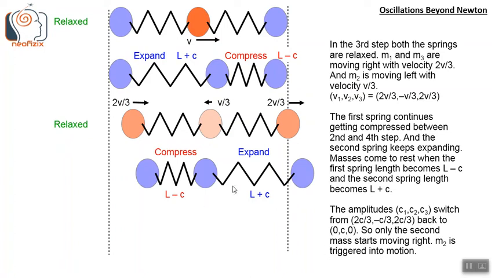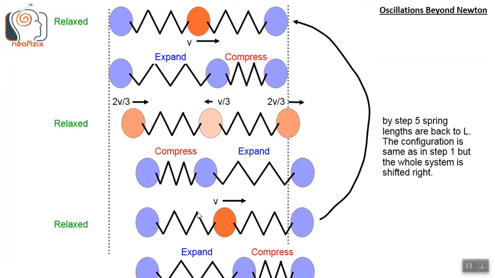So by step 5, we see that both the springs are back to their original relaxed length L, and the middle mass is moving with the maximum possible velocity v. So the configuration in the fifth step is the same as the configuration that we see in step 1. The only difference is that the whole system has translated to the right. That's the only difference. Otherwise, the fifth step is the same as step 1. It has got repeated.